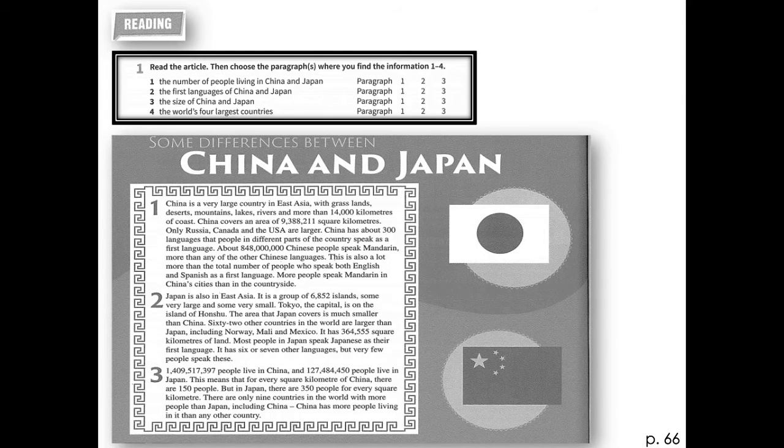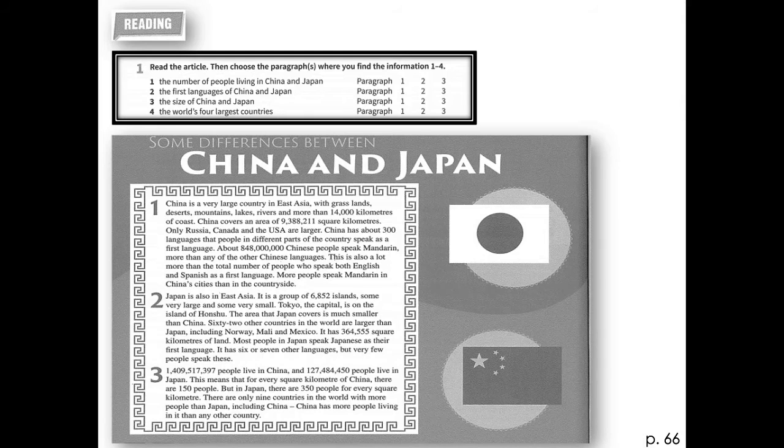Paragraph 2. Japan is also in East Asia. It is a group of 6,852 islands, some very large and some very small. Tokyo, the capital, is on the island of Honshu. The area that Japan covers is much smaller than China. 62 other countries in the world are larger than Japan, including Norway, Mali, and Mexico. It has 364,555 square kilometers of land.